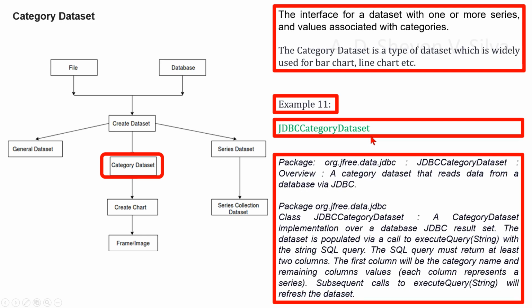Overview of JDBCCategoryDataset in package org.jfree.data.jdbc, a CategoryDataset that reads data from a database via JDBC. Class JDBCCategoryDataset in package org.jfree.data.jdbc, a CategoryDataset implementation over a database JDBC result set. The dataset is populated via a call to executeQuery(String) with an SQL query string.